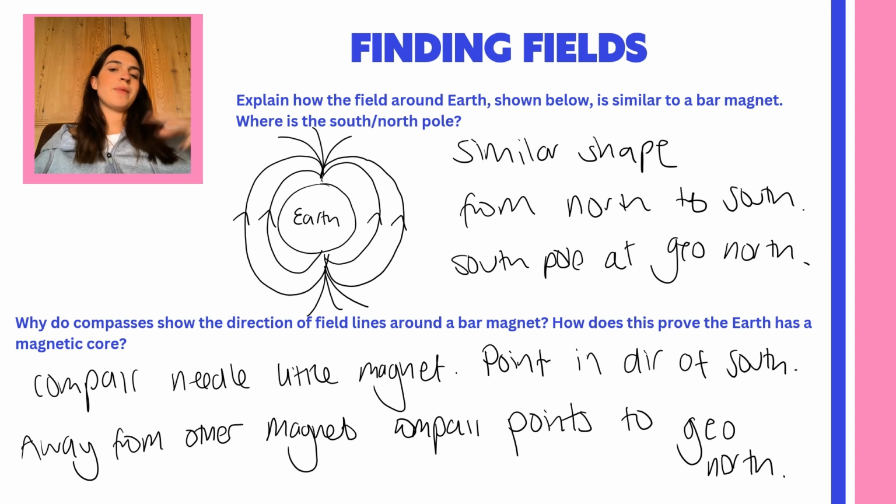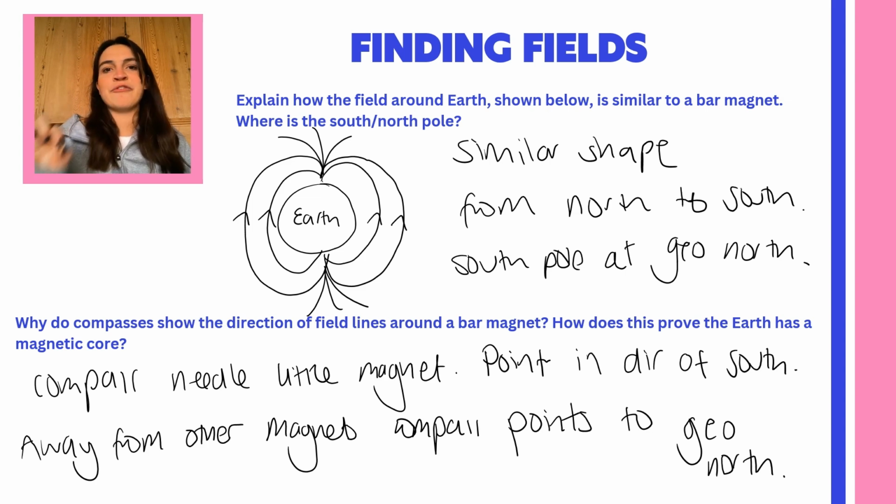So if it's away from any other magnets, then what a compass needle actually does is it's affected by the Earth's magnetic field at that point. So its little north pole at the arrowhead gets attracted to the south pole of the Earth's magnetic field, which we have just discussed is at the geographical north.